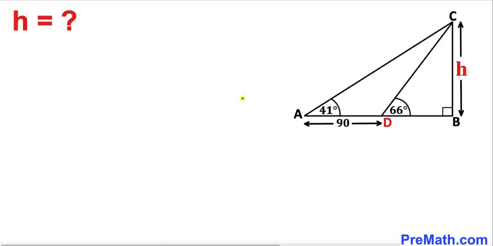Welcome to Pre-Math. In this video, we have this right triangle ABC, as you can see in this diagram, such that angle A is 41 degrees and angle D is 66 degrees, and moreover line segment AD is 90 units. And now we are going to calculate this height H.